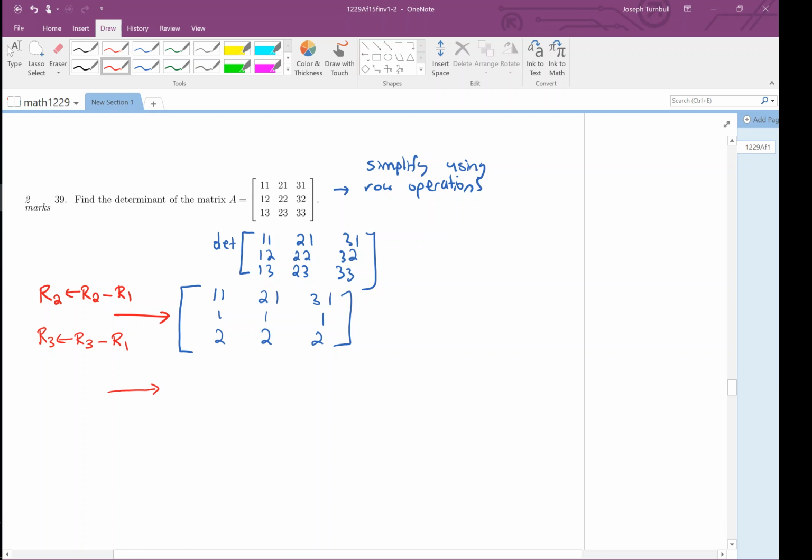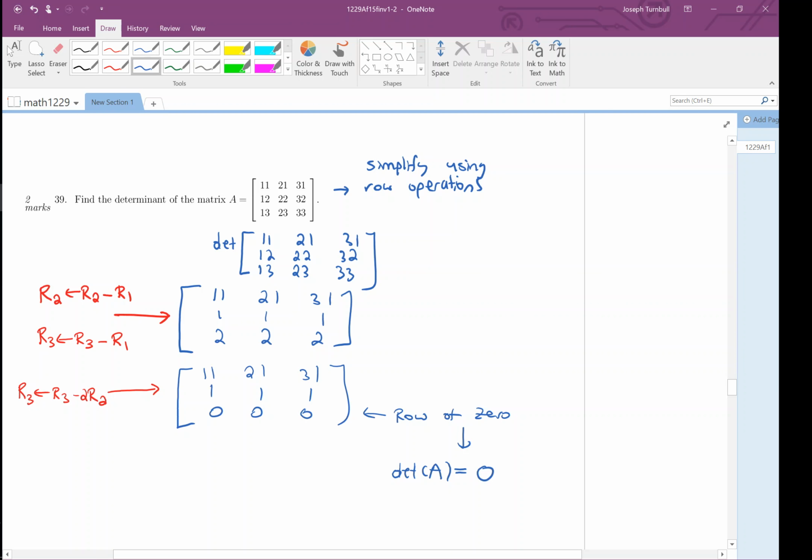I'm going to replace, or even better, I'm going to replace row 3 with row 3 minus 2 times row 2. Let's see what happens. 11, 21, 31, 1, 1, 1, and then 2 minus 2 times 1, 0, 2 minus 2, 0, 2 minus 2, 0. So we have a row of zeros. That means determinant of A equals 0.